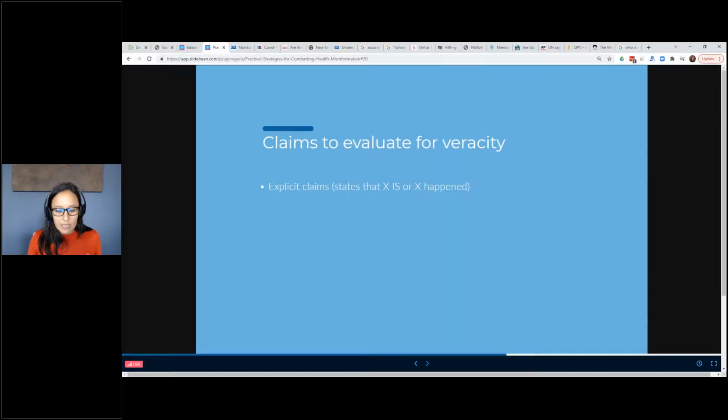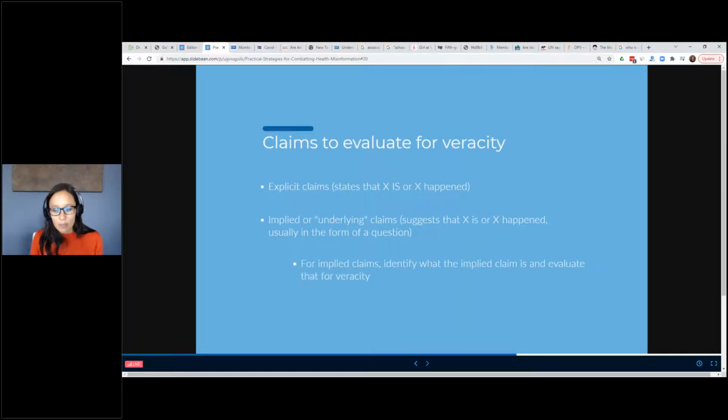An implicit claim is an implied or underlying claim that suggests X happened or X exists, and it's usually in the form of a question. An example is, "Why is Bill Gates all of a sudden so interested in vaccines? He's a computer guy, isn't that suspicious?" They're implying that Bill Gates is up to no good, even though they didn't explicitly say that. In either case, you want to evaluate the veracity.